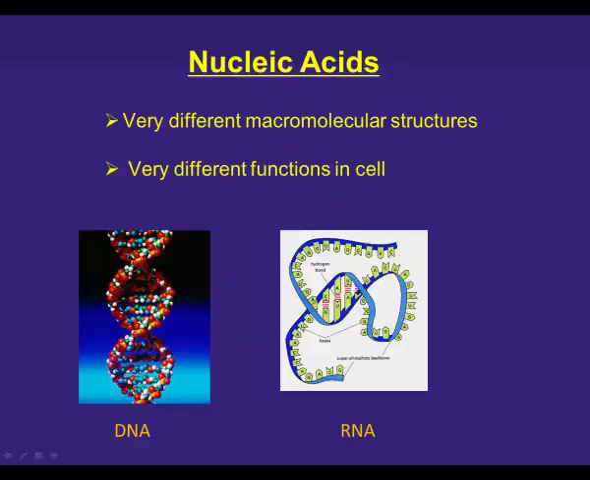RNA and DNA also differ in their overall three-dimensional or macromolecular structures. Not surprisingly, these differences in structure give rise to very different functions. These pictures show the most obvious differences in structure. DNA, shown over here on the left, has a very regular shape, while RNA is quite irregular.